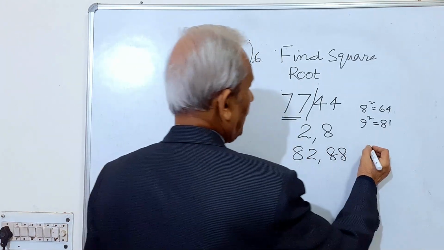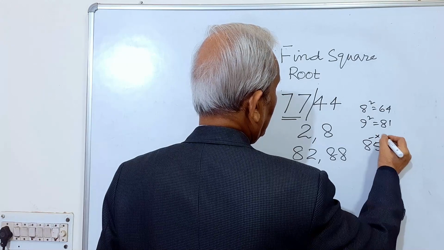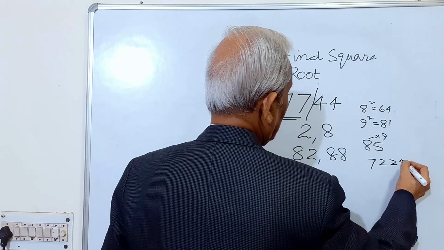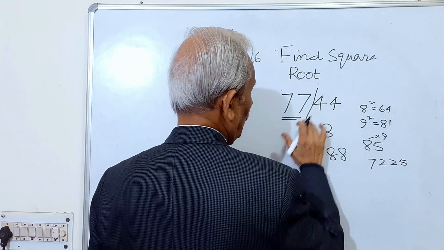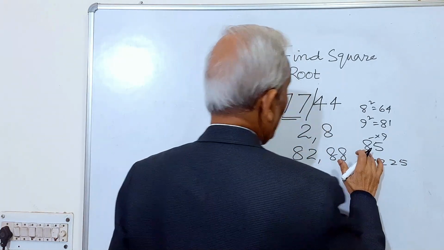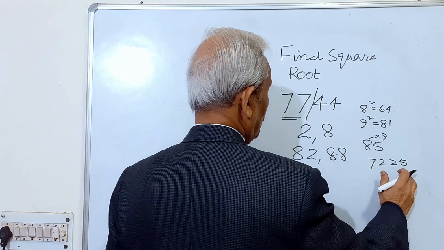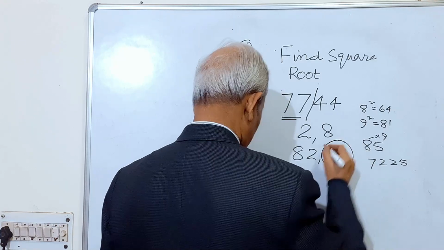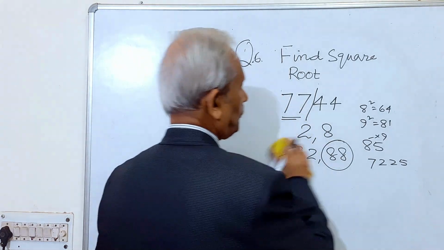Let us try 85. 8 into 9 is 72, and 5 square 25: 7225. 7225 is less than 7744, right? So it cannot become 5, it will become more than that because the number is more than 7225. So it is more than 5 means the answer will become 88, right? It's quite simple.